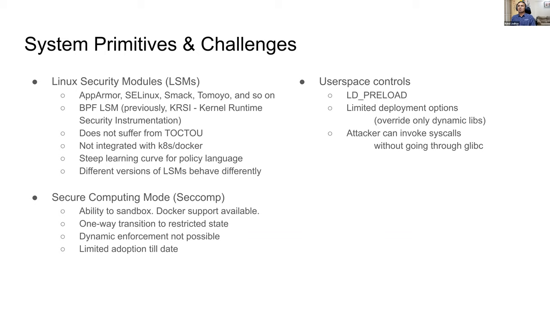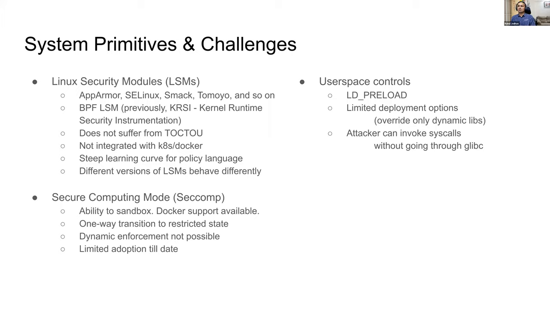But before going there, let me cover some of the challenges with respect to systems primitives that we faced. Now, the best primitive available for systems policy enforcement is, of course, LSMs. I guess there is absolutely no doubt about it. There are several LSMs available: AppArmor, SELinux, SMACK, Tomoyo, and so on. There is a new breed of LSM coming up in the form of BPF LSM, essentially KRSI, Kernel Runtime Security Instrumentation, which allows one to insert eBPF bytecode at LSM hooks. We are very excited about this development, and we are looking forward to getting it utilized in KubeArmor as soon as possible.